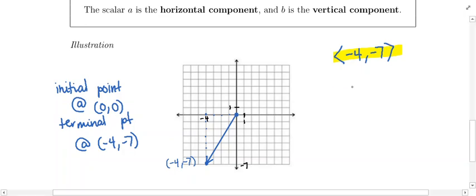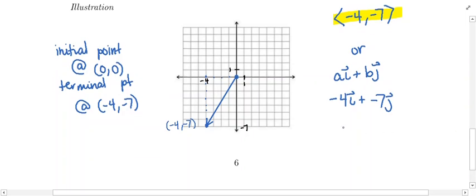Okay, but the other way you can express this vector, you can write this as AI plus BJ. Okay, so A is the horizontal component, so you would put -4 times the unit vector I plus the B value, the vertical component, that's -7, times the vector J. Okay, so if you simplify that, this is going to be -4I minus 7J. Okay, so both of these are ways to write out this vector.